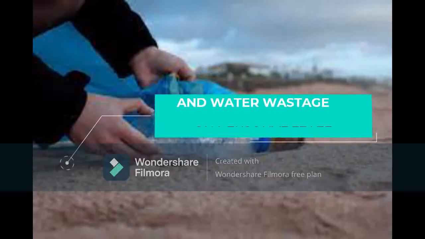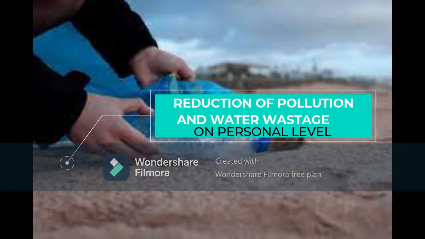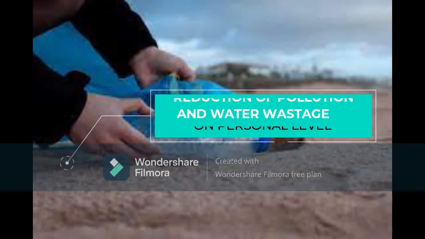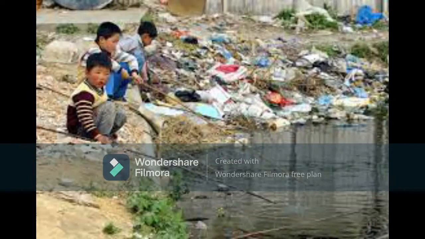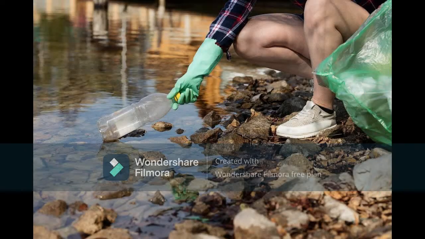Second, reduction of pollution and water wastage on a personal level. To reach the global environmental conservation goals of minimal pollution, individual actions such as reducing waste, recycling, and reusing must begin with individual initiatives to conserve the environment. When everyone at home, at work, and at school does their part, the overall nutrient load in water bodies can be reduced, and the water treatment process can be made easier. It may eventually help to reduce the amount of algae that grows densely in the water.